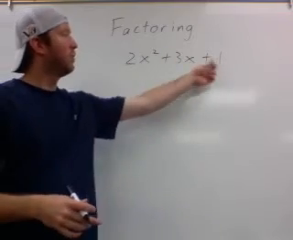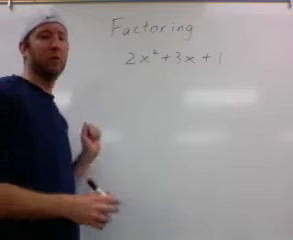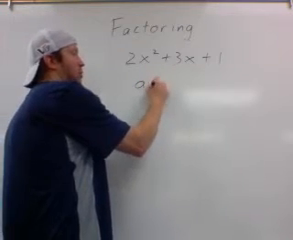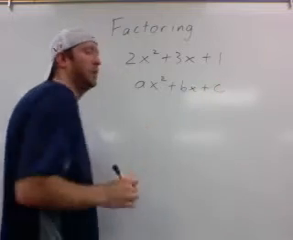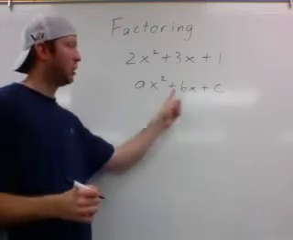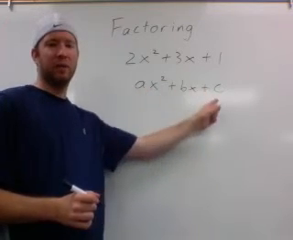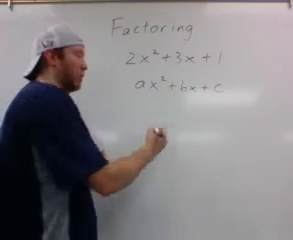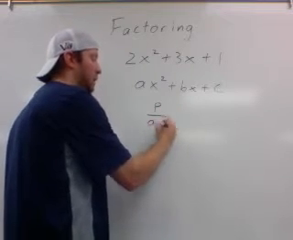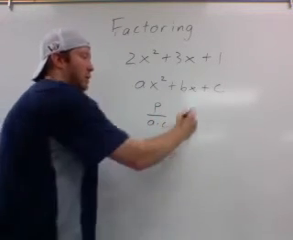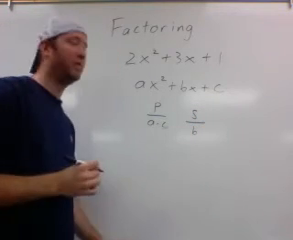Okay. What I want to look for is I want to first take my a and c values. If I have a general quadratic, ax squared plus bx plus c, so this is sort of my general form. What I want to do is I want to multiply the a and c together. And that's what we call our product. So our product is a times c, and then our sum is going to be the b value.